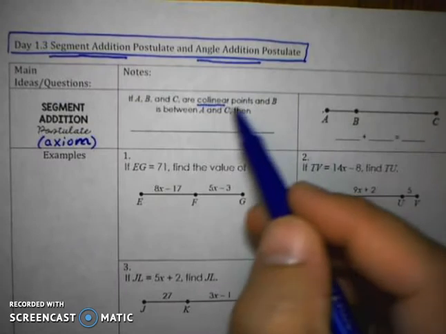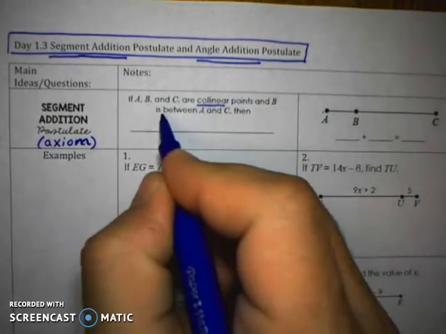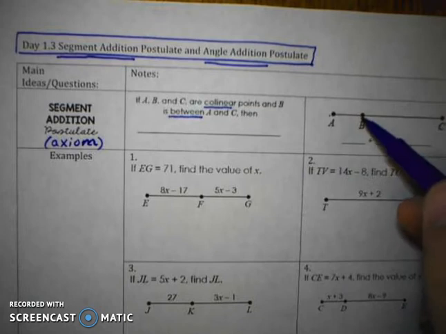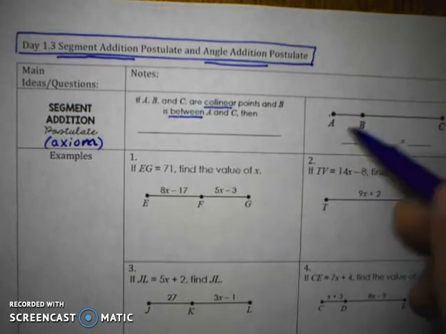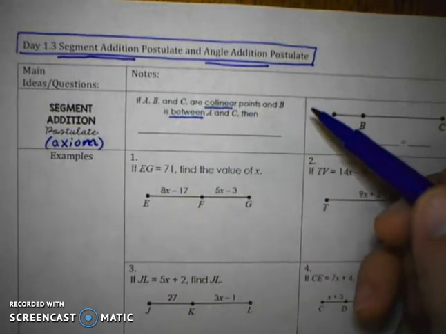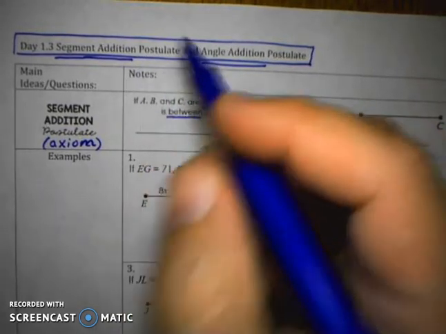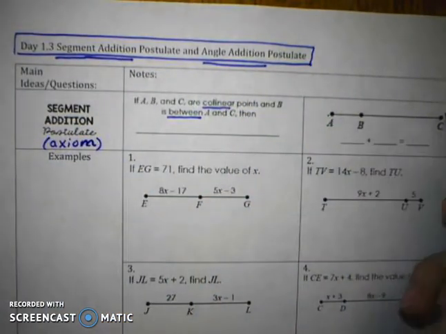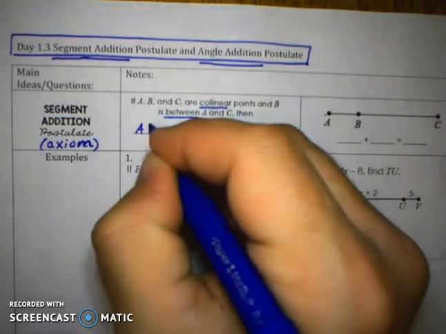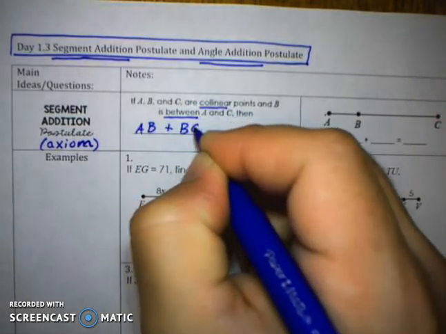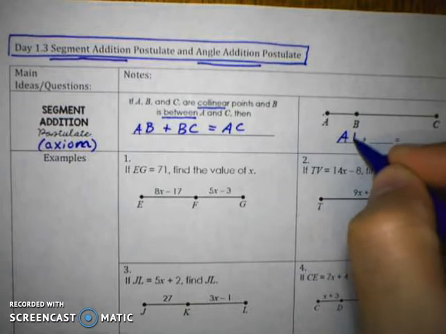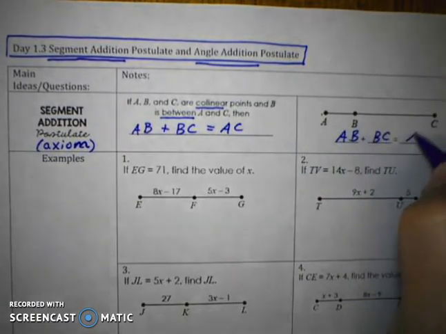Well, if they are collinear and B is between A and C, that word between does not mean in the middle. It just means anywhere between. So you can see B is not in the middle of AC, it's somewhere between A and C. If that is true, the next keyword is addition. We can add these two segments to get the entire segment. AB plus BC, those two lengths have to equal the total length of AC. I can write it again over here: AB plus BC equals AC.